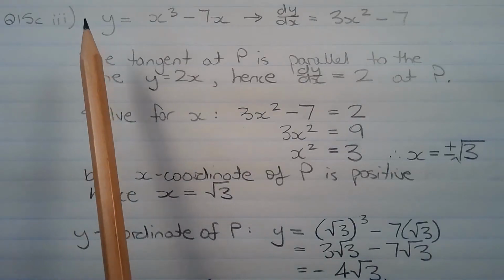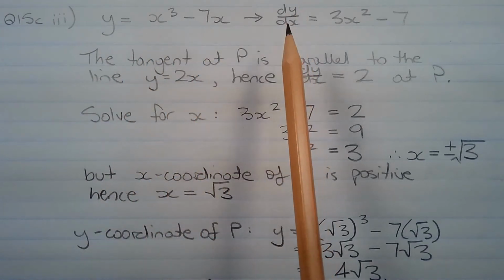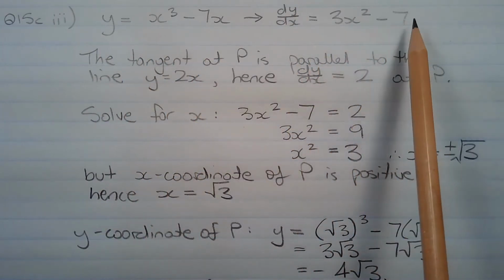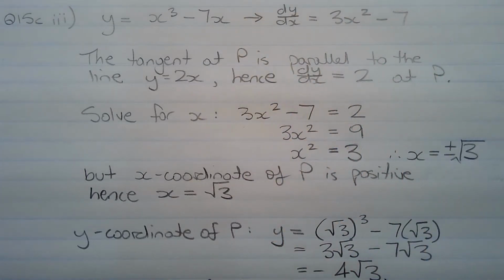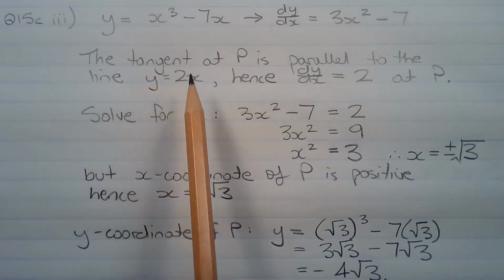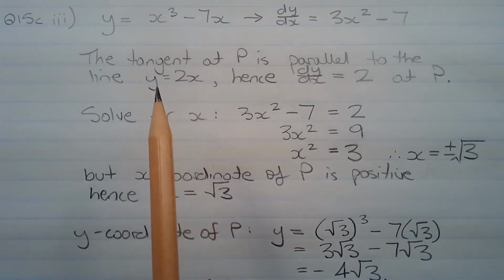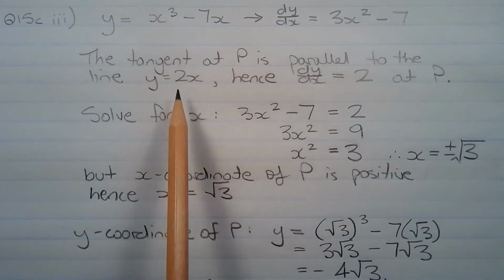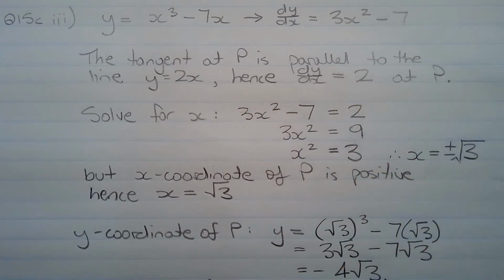Taking the first derivative of the function y equals x cubed minus 7x, we get dy/dx equals 3x squared minus 7. Now dy/dx gives us the gradient of the tangent at any point on the curve. The tangent at point P is parallel to the line y equals 2x, which means the gradient of the tangent at P equals 2. Hence dy/dx equals 2 at point P.